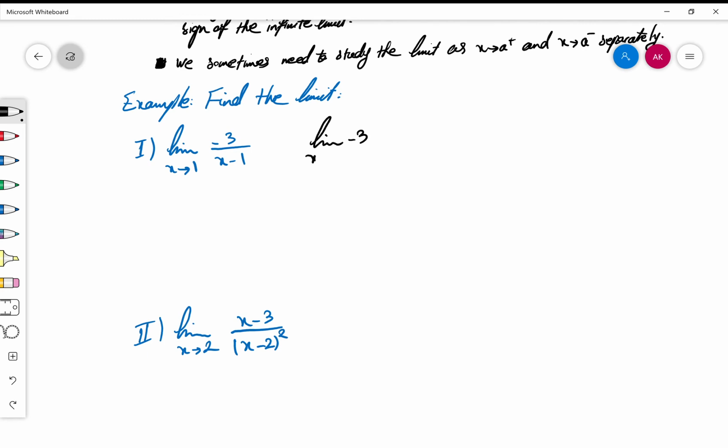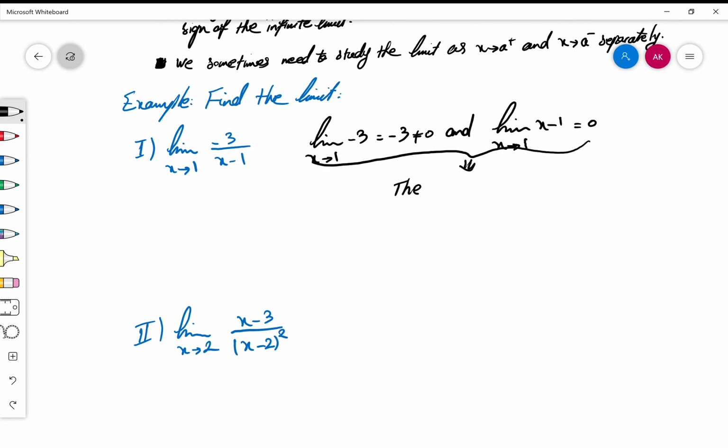what is the limit of the numerator as x goes to 1. Well, that's negative 3, and that is non-zero, and the limit of the denominator as x goes to 1 is 0. So the limit of the numerator is non-zero, the limit of the denominator is 0. That means that these two imply that we have an infinite limit.